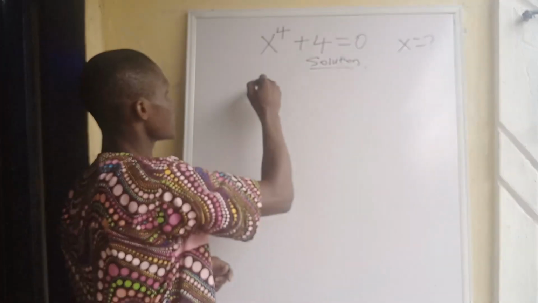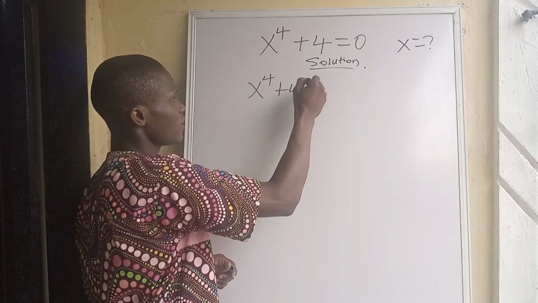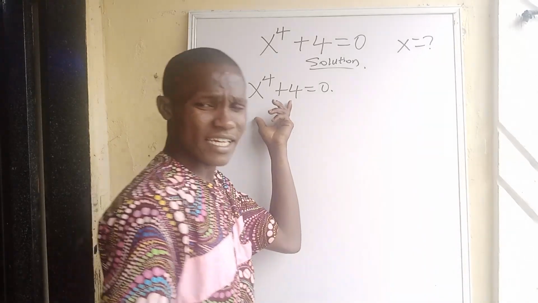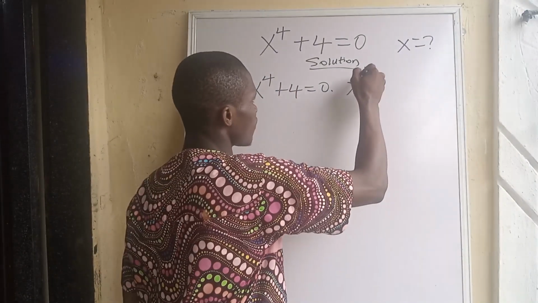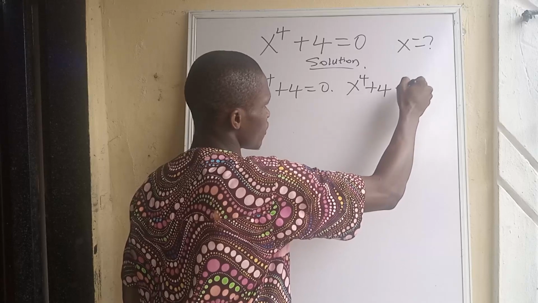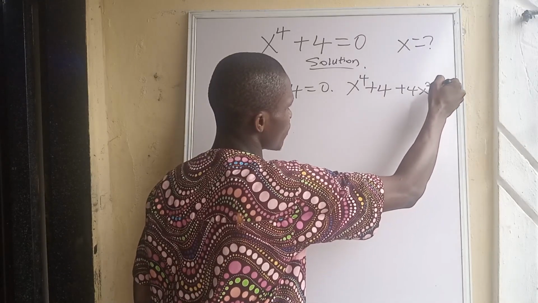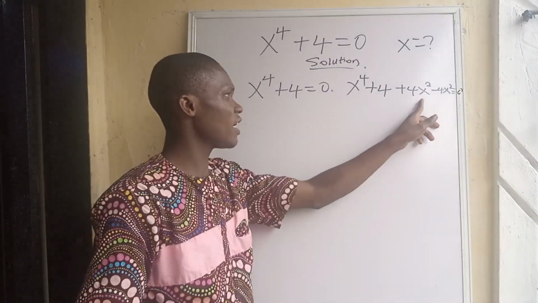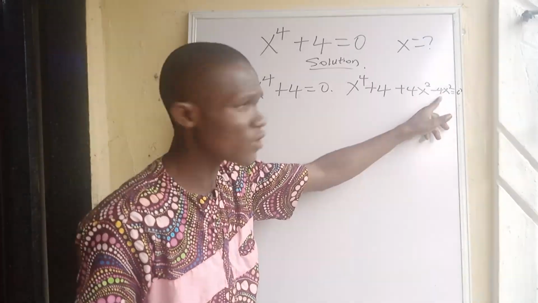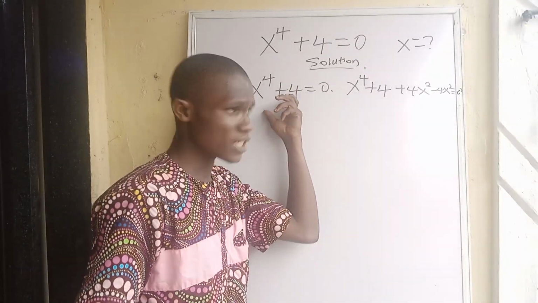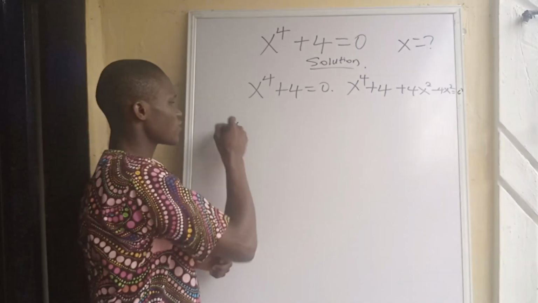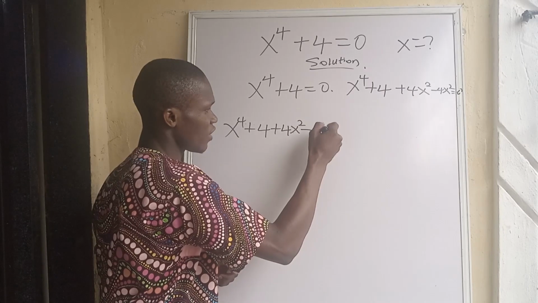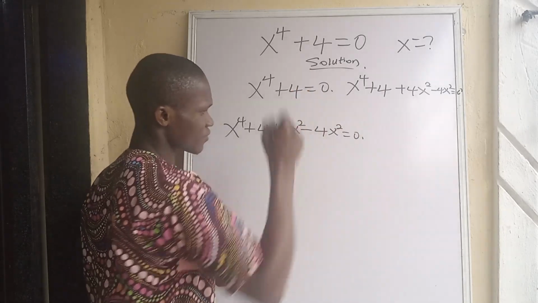Then write down our question, which is x to the power of 4 plus 4 equals 0. This equation, I can rewrite in a new form, which says x to the power of 4 plus 4 plus 4x to the power of 2 minus 4x to the power of 2 equals 0. Because 4x to the power of 2 minus 4x to the power of 2 is going to give us 0, it's still going to return back to this. So if I'm rewriting this one again, I'm going to have x to the power of 4 plus 4 plus 4x to the power of 2 minus 4x to the power of 2 equals 0.